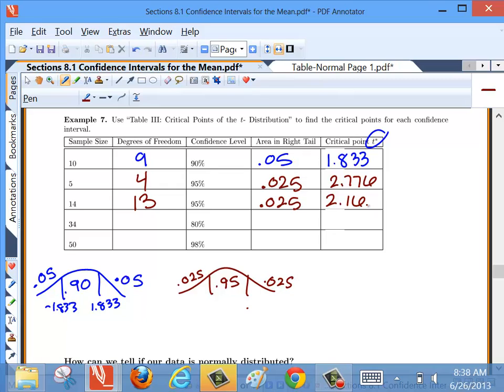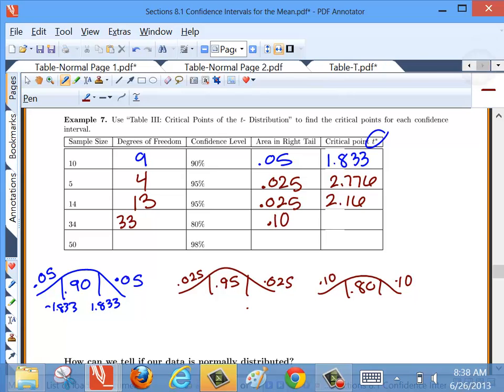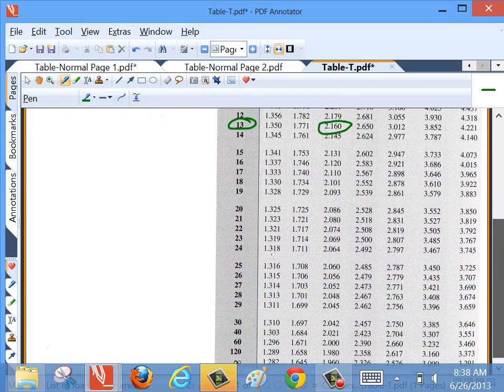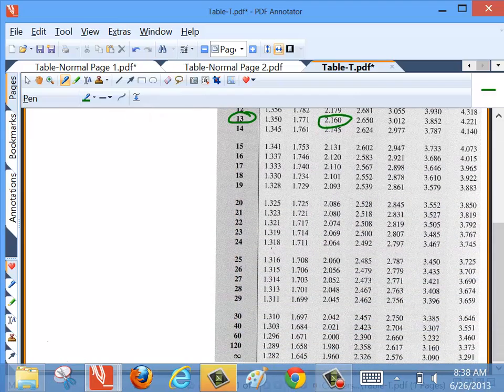Now my next one is 34 for my sample size, so my degrees of freedom are 33. And I want an 80% confidence interval. So tell me how much area is in each tail? 0.10. So we go to the t-table. I'm looking for 33 degrees of freedom. Do you see 33 degrees of freedom on there?